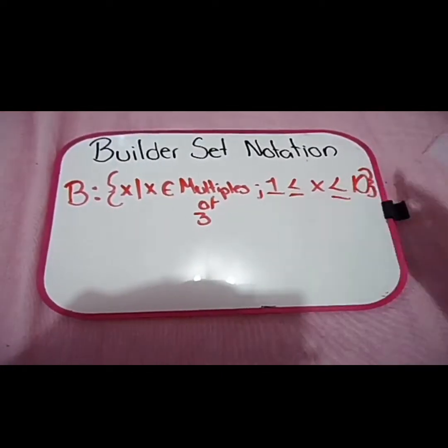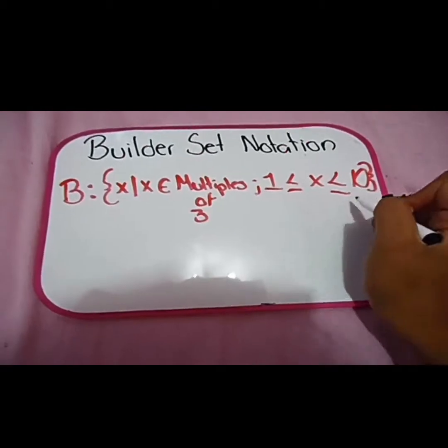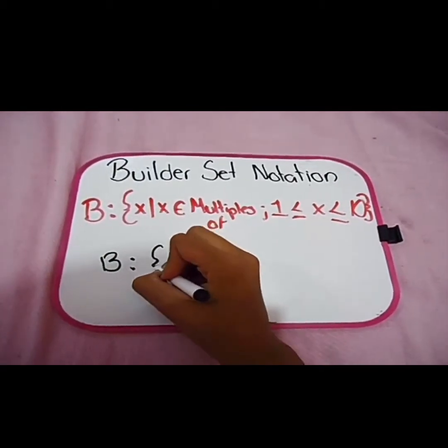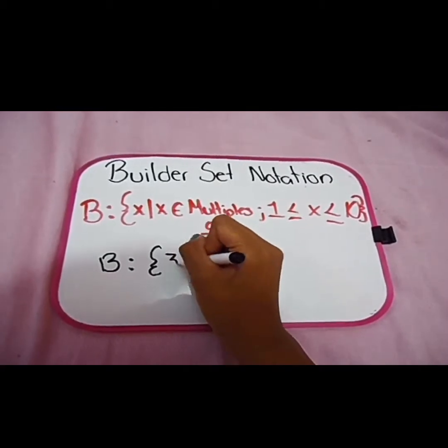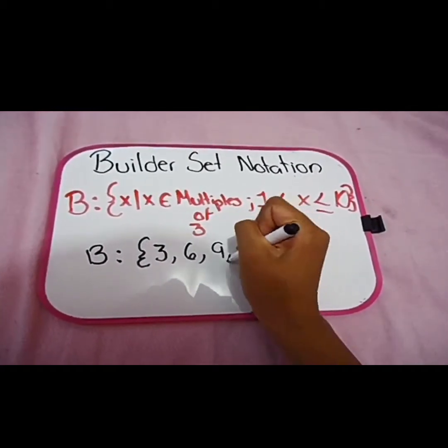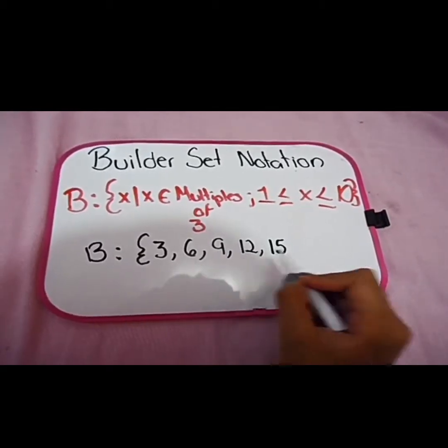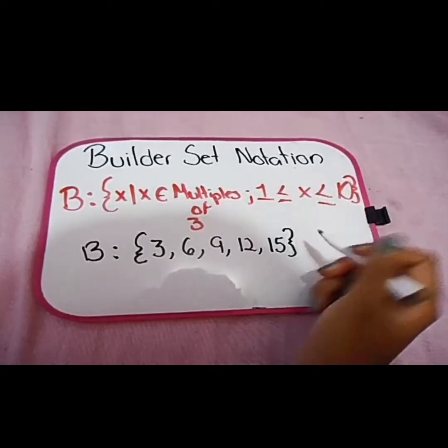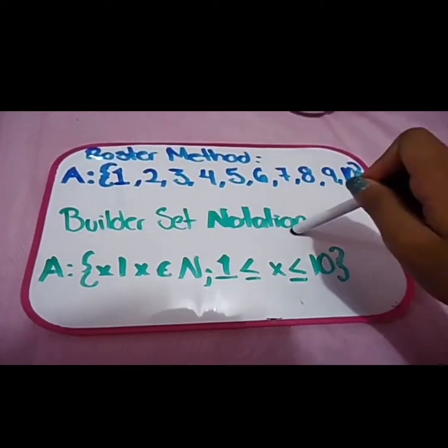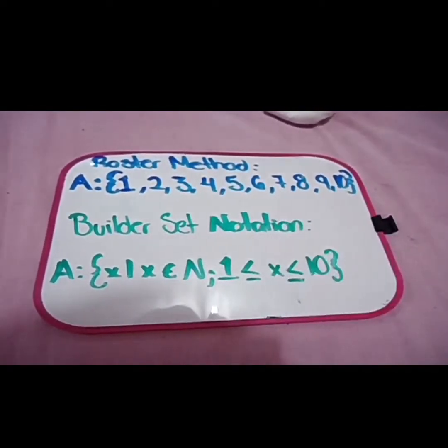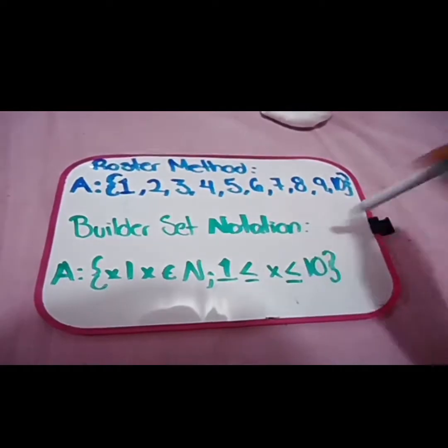Well, now we have an example where we are specifying that we only want the multiples of 3 of the range that we have there. So we're going to put 3, 6, 9, 12, and 15. So we could say that the roster method and the set builder notation are the same to represent sets of numbers, but the set builder notation is more complicated.